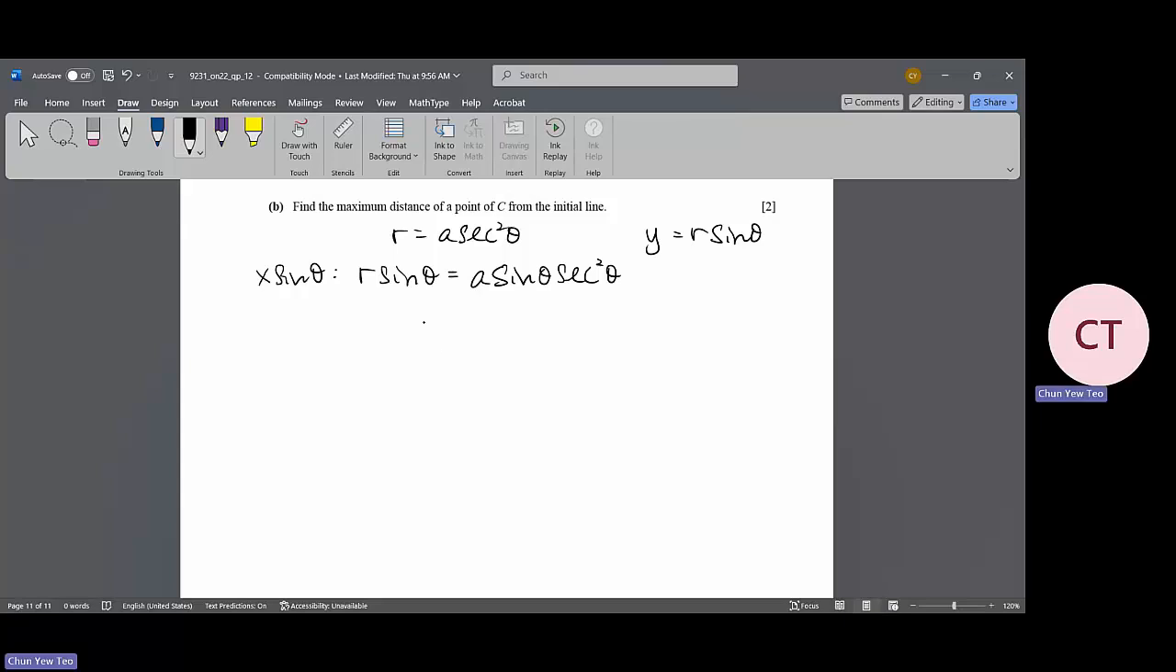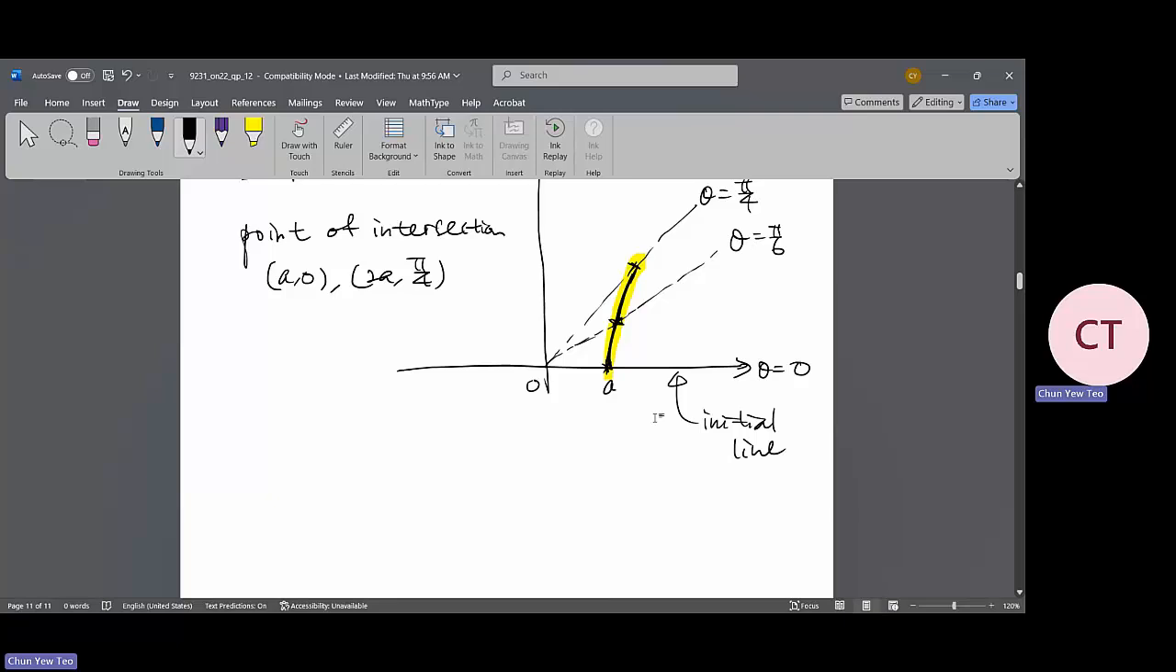So your y is equal to a sin theta sec squared theta. But actually, you can see that very obviously. This is the maximum distance. This is the y max. So there's no need for me to find dy d theta anymore.